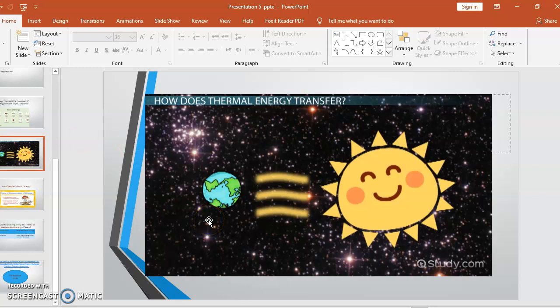The thermal energy and light can reach our planet because these two types of energy are examples of kinetic energy, which can move from one place to another. So energy transfer means the movement of energy from one object to another, like thermal and light energy moving from the sun to the earth.